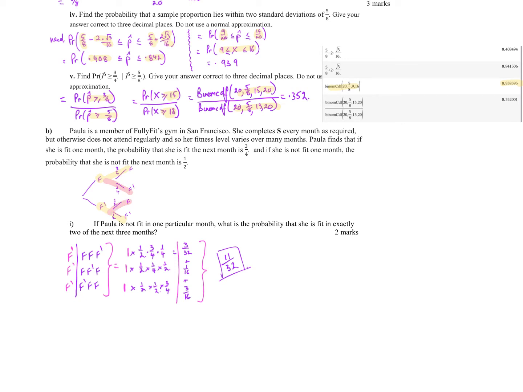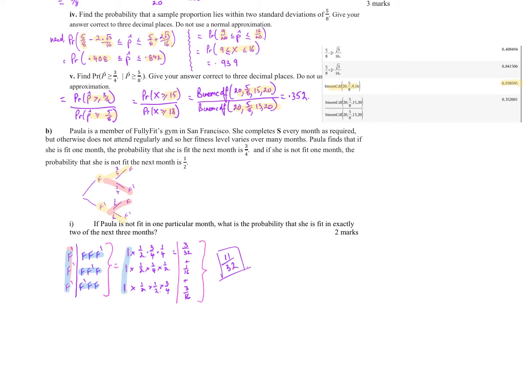So if Paula is not fit, so that's given, in pink there, that was the given condition. What is the probability that she is fit in exactly 2 of the next 3 months? So how can I achieve that? So there are 3 different combinations that can lead me to be fit in exactly 2 of the next 3 months. So you've just got to be a little bit careful. The 1 represents my pink given.